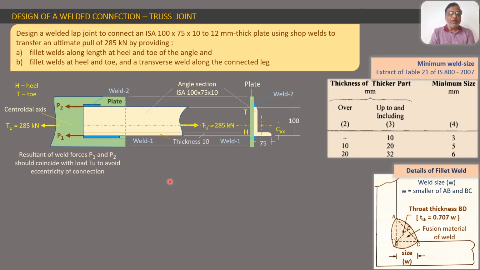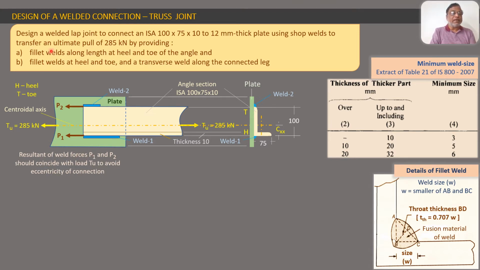Now we will understand the forces and the weld lengths and all these details in a short detail. We see that this force Tu of 285 kilonewton, which is already given as the ultimate pull, is acting on the connection.